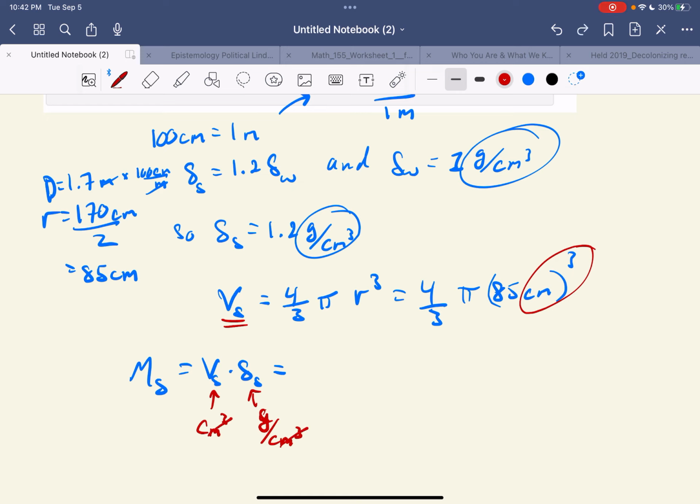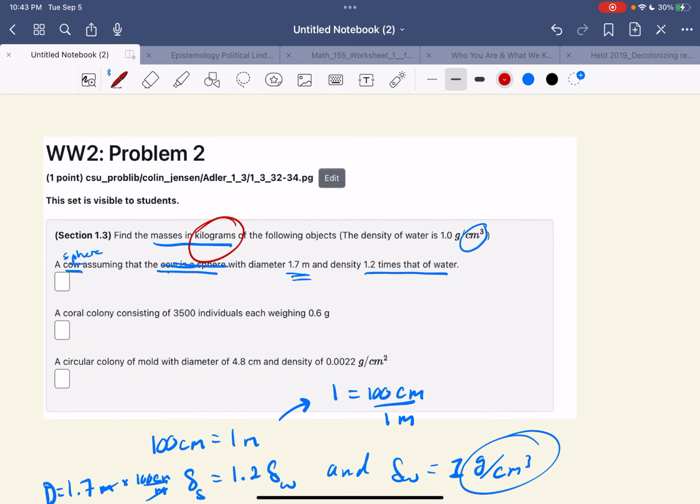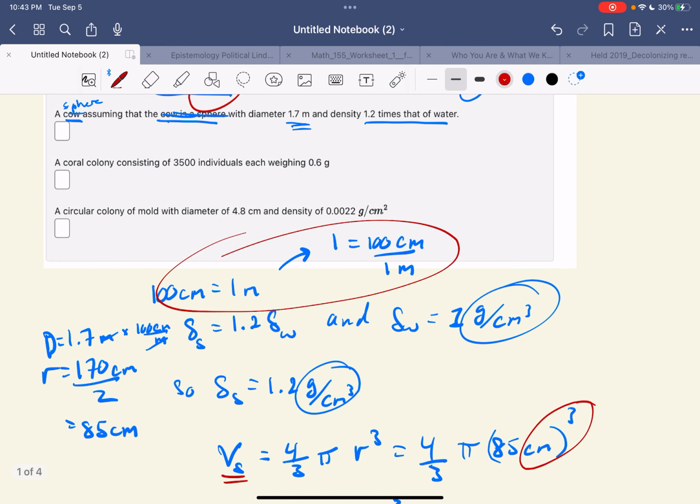Okay, let's do it. We have 4/3 pi 85 cubed times 1.2. The final units are grams because there was a centimeters cubed here and a per centimeter cubed here, and those cancel, and you're left with grams. So there's the mass in grams, but the problem says we want the mass in kilograms. We do a very similar thing: we have 1,000 grams and 1 kilogram.